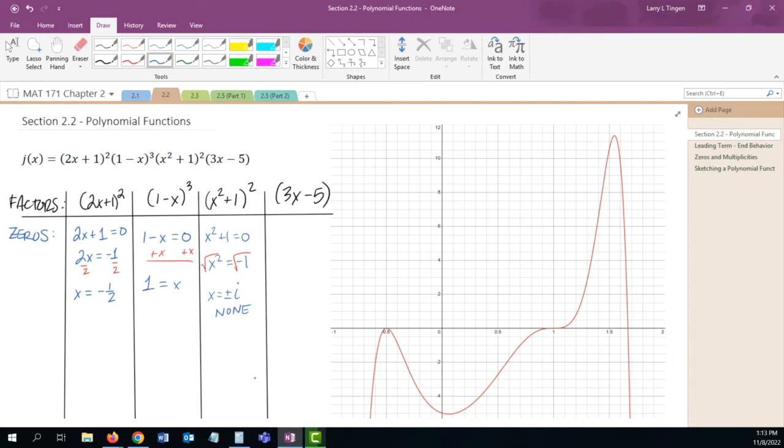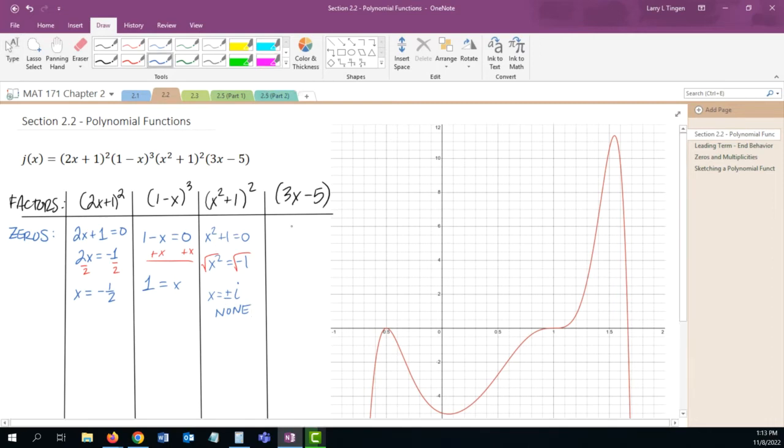Whenever your solution comes out to be complex, it means that it doesn't show up on this graph, because this graph has x values and y values. There's no imaginary dimension on here. So yes, there is a number you can plug in to make this 0. It's just imaginary.